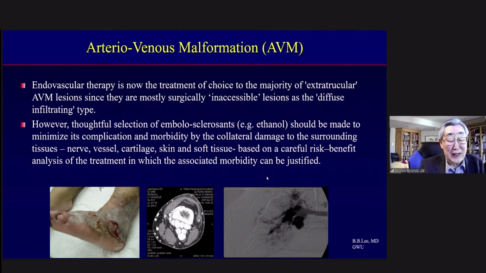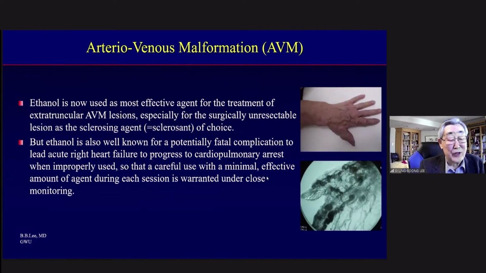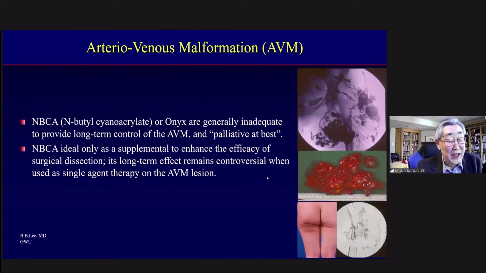However, thoughtful selection of embolotherapy should be made to minimize complications and morbidity from collateral damage. Ethanol is now used as the most effective agent for treatment of AVM lesions, especially surgically unresectable lesions, but ethanol is also well known for potentially fatal complications, and therefore careful use with a minimal and effective amount of agent during each session is warranted.